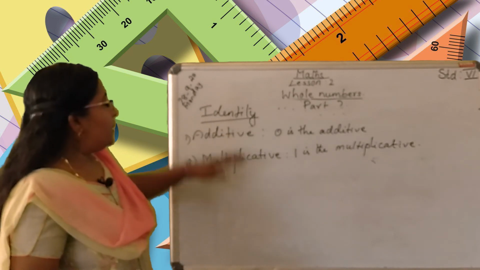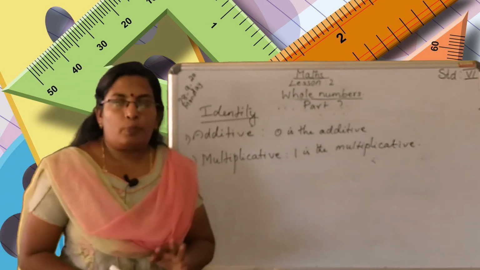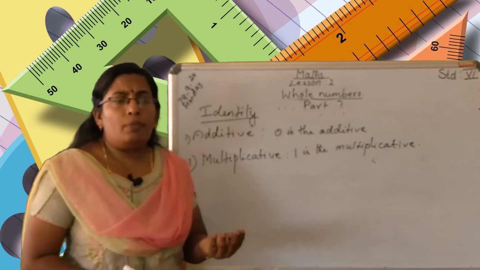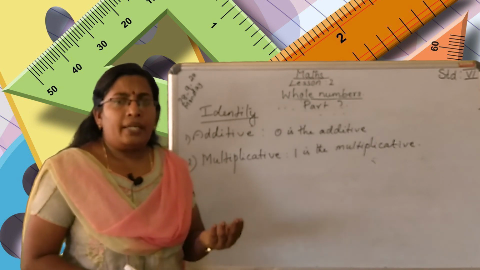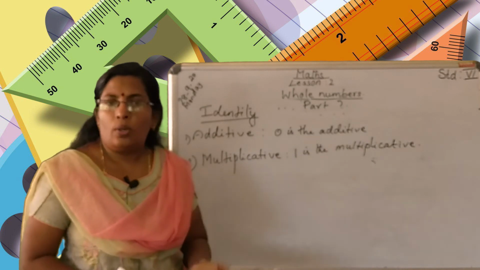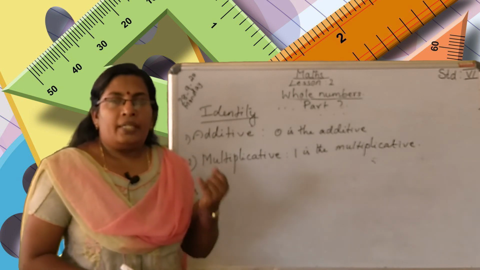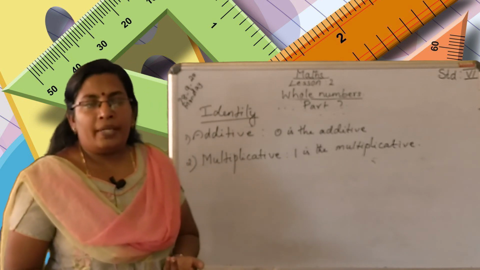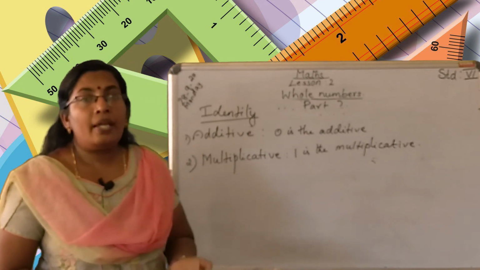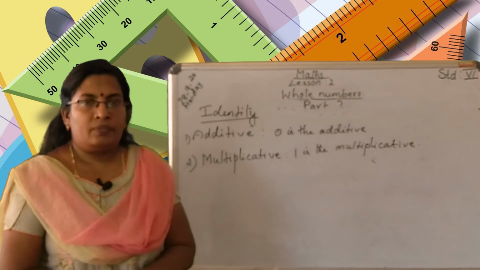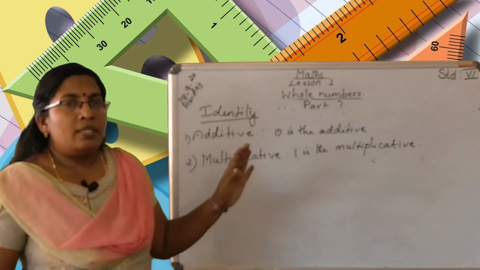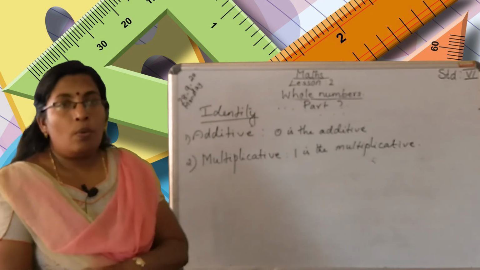So what are the properties we see? Closure property. That means any two whole numbers are added, the result must be a whole number. Then any two whole numbers are multiplied, the result is a whole number. Next is the associative property.